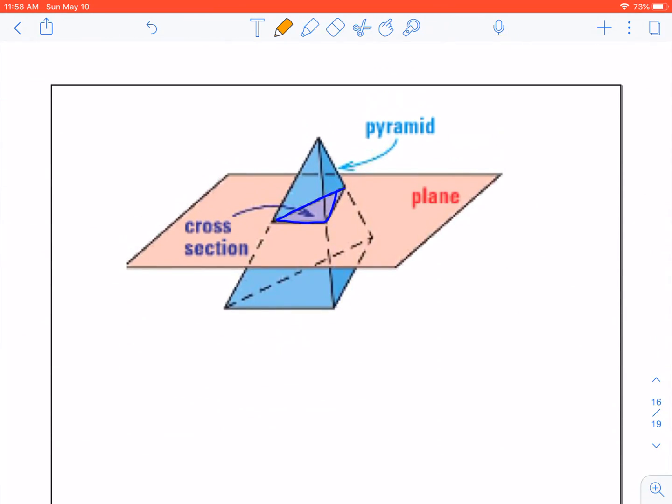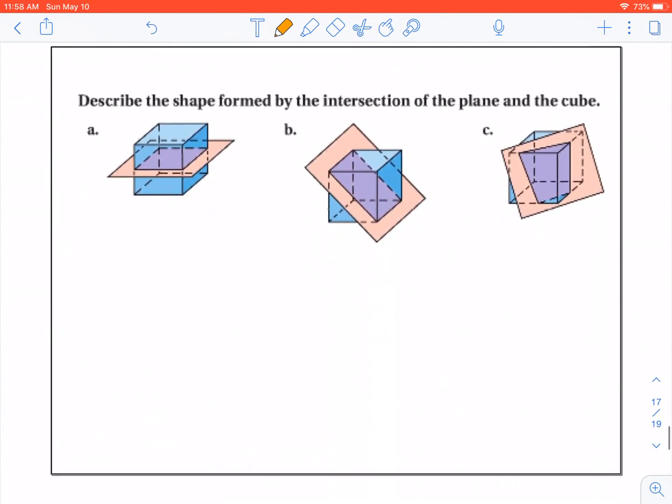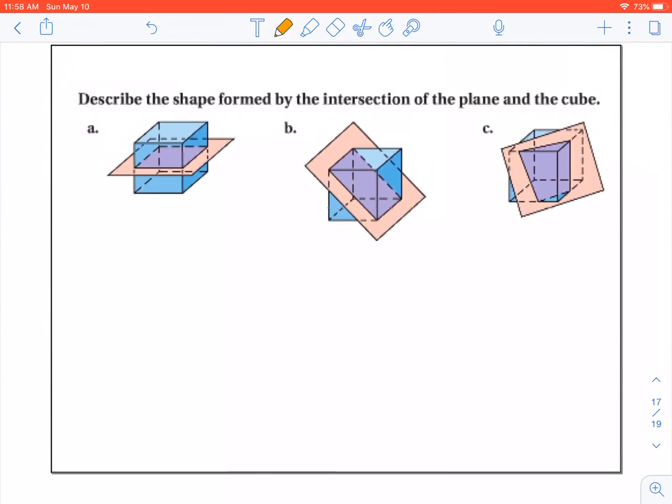Now, we talked about that idea of a cross-section. A cross-section is that 2-dimensional piece that you would cut out of your 3-dimensional figure. So here, in my triangular pyramid, it is that triangle that we would cut out that would be our cross-section. And the last 2 things that we're going to look at are just some examples of them. It says, describe the shape formed by taking that intersection of a plane and the cube. So if I cut it horizontally, I end up with a square, since it was a cube to begin with.